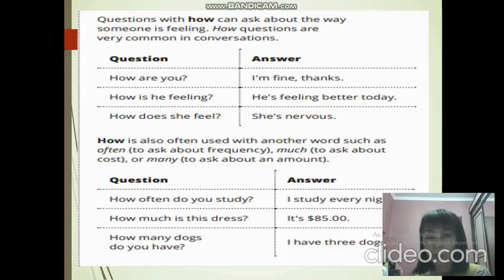How is also often used with another word: such as often, to ask about frequency; much, to ask about cost; or many, to ask about an amount. Question: how often do you study? I study every night. How much is this dress? It's $85. How many dogs do you have? I have 3 dogs.